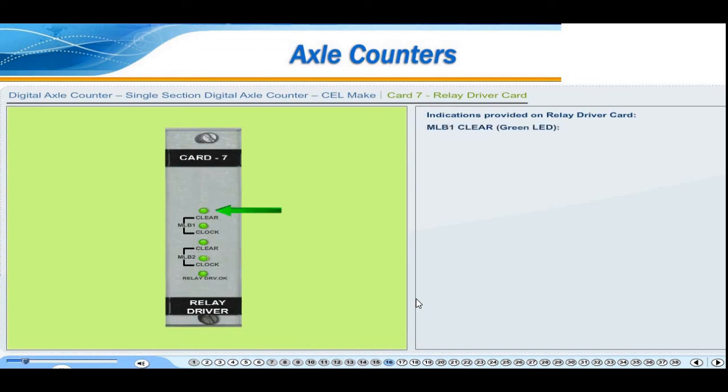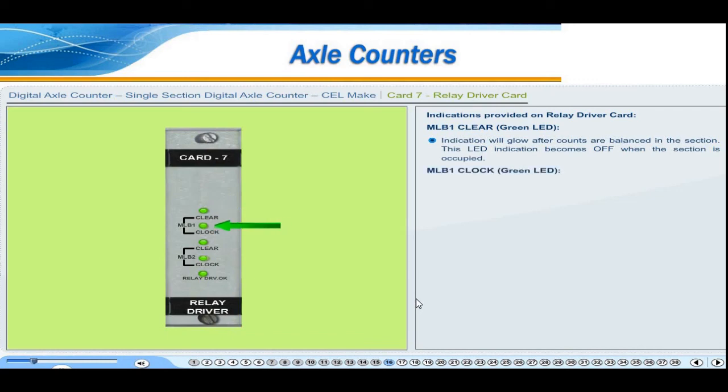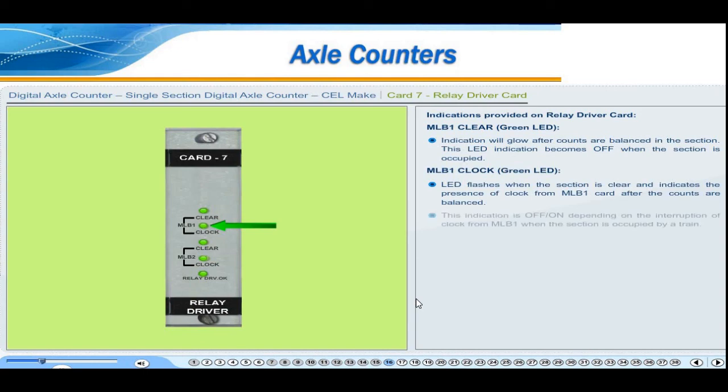MLB 1 clear, green LED. Indication will glow after counts are balanced in the section. This LED indication becomes off when the section is occupied. MLB 1 clock, green LED. LED flashes when the section is clear and indicates the presence of clock from MLB 1 card after the counts are balanced. This indication is off or on depending on the interruption of clock from MLB 1 when the section is occupied by a train.